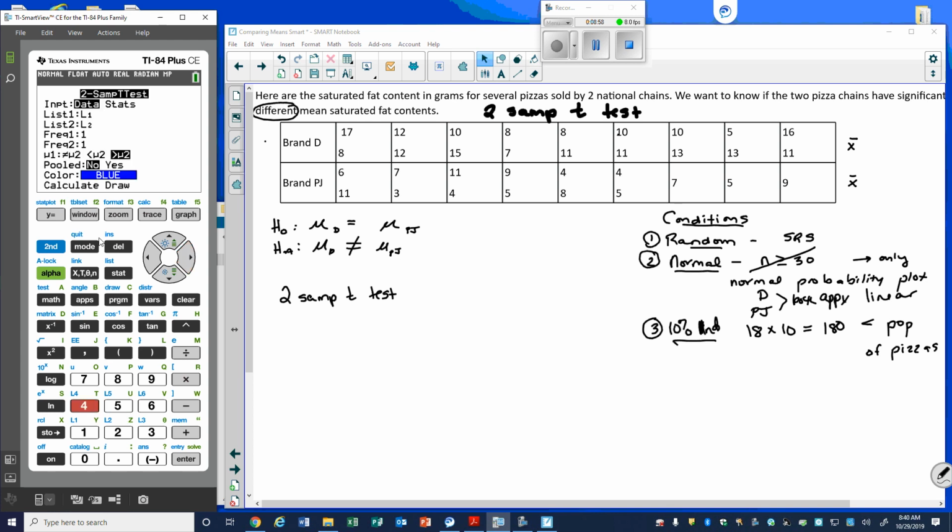And it's going to ask me first, do you have the list of data, or have they already computed mean and standard deviations for you? We just have the list of data, and that's probably what you're going to have in your study. So I'm going to choose data. I'm going to let the calculator know where that data is located. We put brand D in L1, and we put brand PJ in L2. Your frequencies should always be 1. And then U1 is your alternative hypothesis, which in this case we chose not equal to. We are never going to pool, so choose no, and then choose calculate.